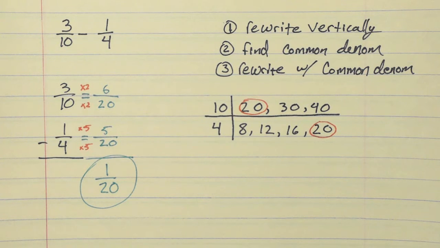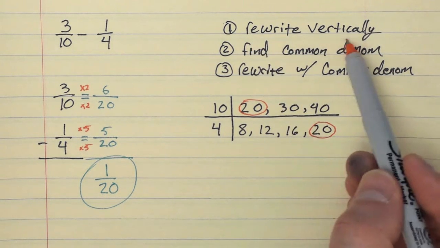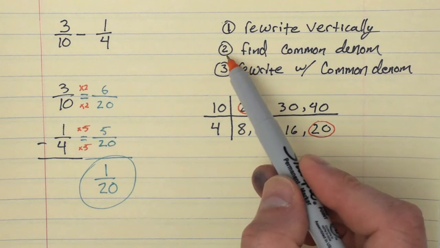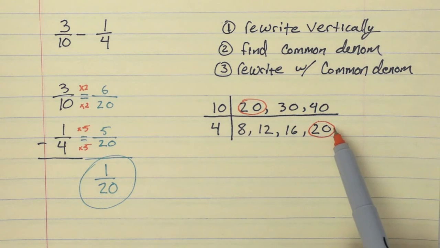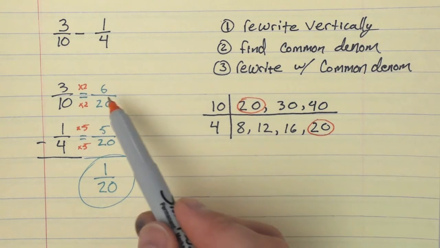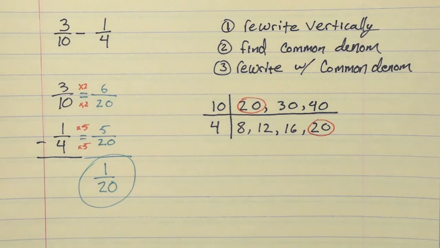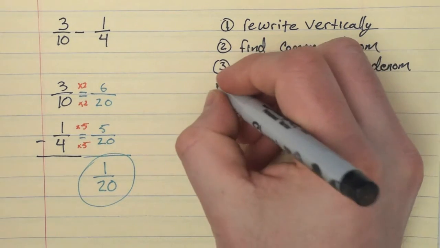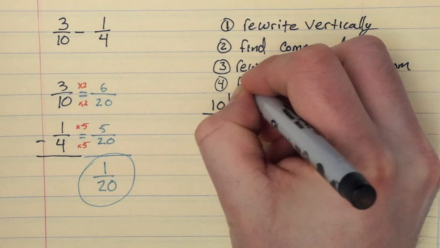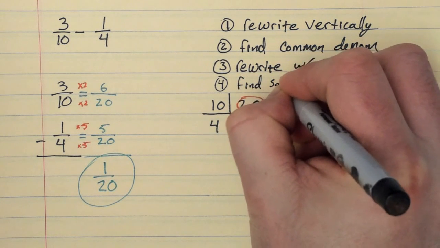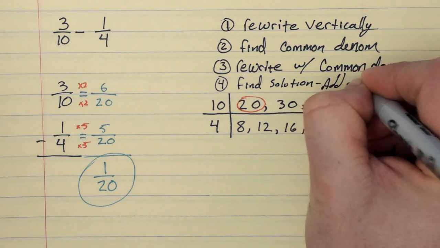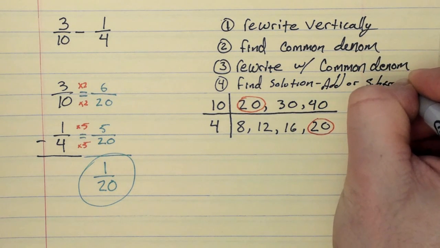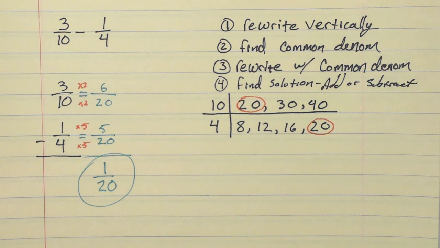So, just to review our steps, one is rewrite vertically, so top to bottom. Second one is find the common denominator using our t-chart over here, just listing all our multiples. And then the next thing is to rewrite with common denominators. And then we could say even our last step, if we wanted to write it, find solution. We could say add or subtract, right? Just basically do the problem. So that is all for this video.